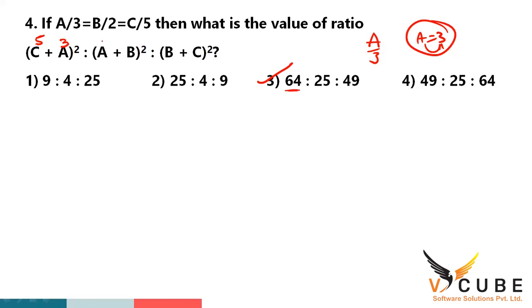The a value is 3, the b value is 2. 3 plus 2 is 5. 5 square is 25. Next, b value is 2, c value is 5. 5 plus 2 is 7. 7 square is 49. Then the answer is 64 is to 25 is to 49.